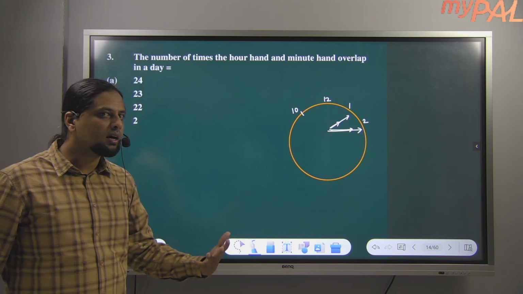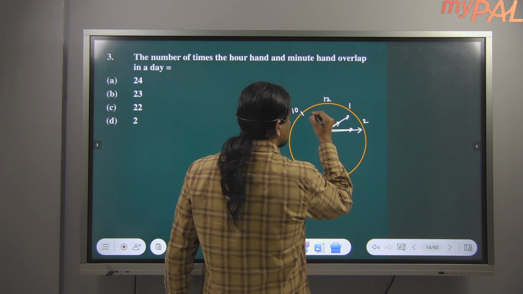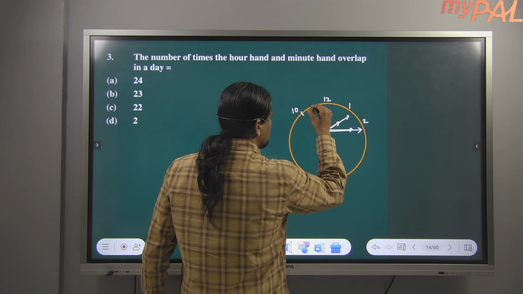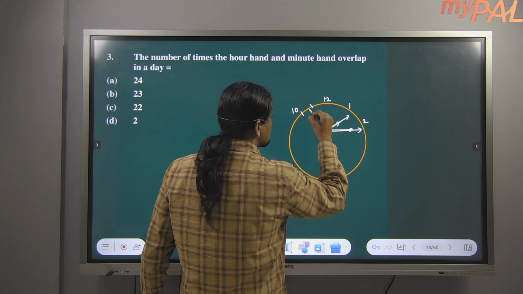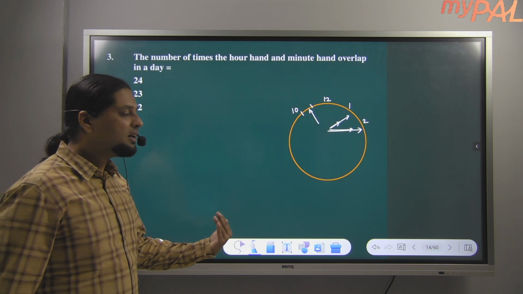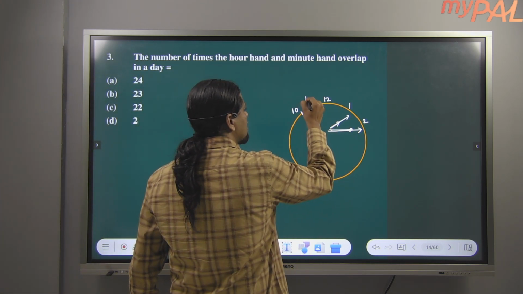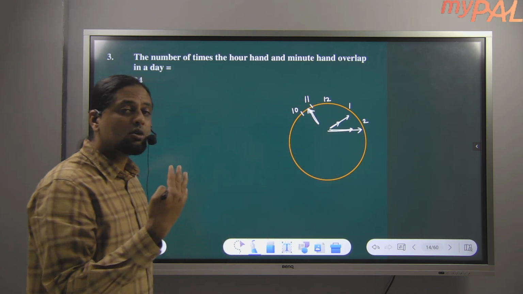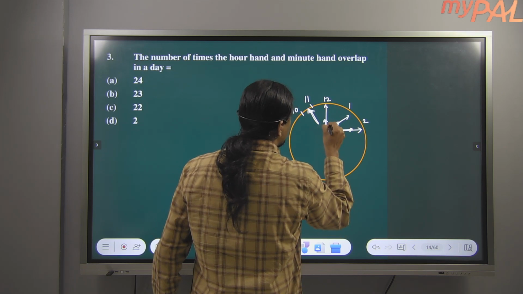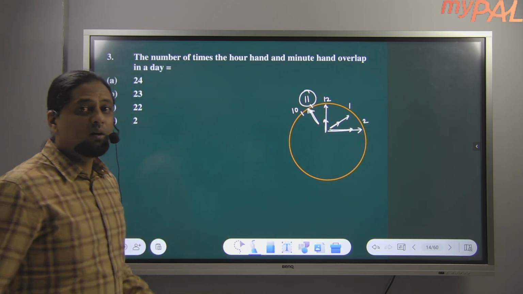But when it is 11 o'clock, what happens? Say for example I talk about 10 o'clock. At 10 o'clock, when it should overlap, the hour hand would have almost come near 11. It wouldn't have touched 11. It would have almost come near 11, and then the minute hand will come there and overlap. But once it crosses 11 o'clock, the next overlap happens exactly at 12 o'clock. So there is no overlapping happening for only 11 o'clock.